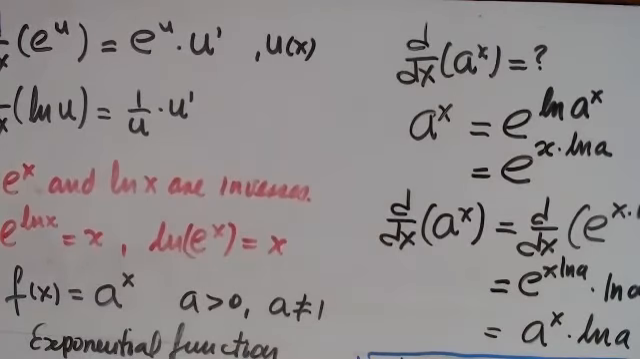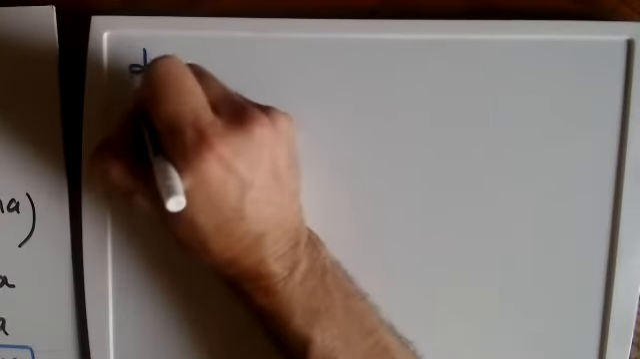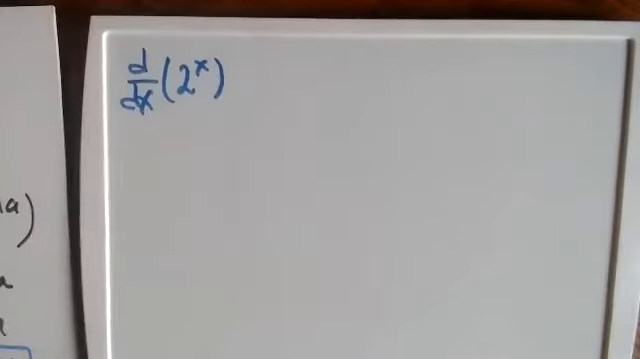Let me just take a little board different than this one. So I'm going to use this board to make examples. It's a little one, right? So suppose I have the derivative with respect to x of 2 to the x. Okay. Well, that's not a problem.